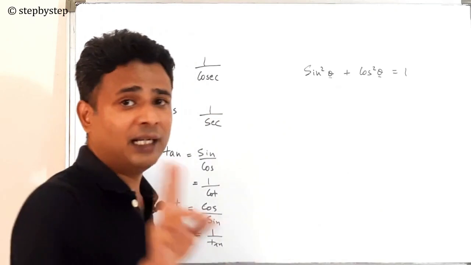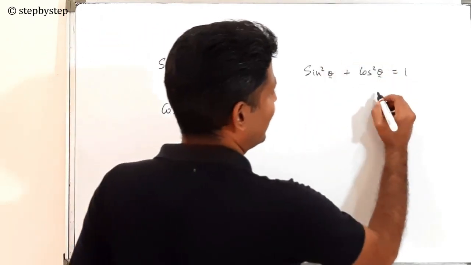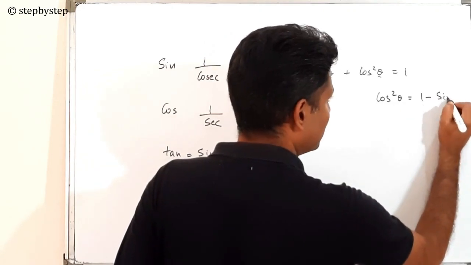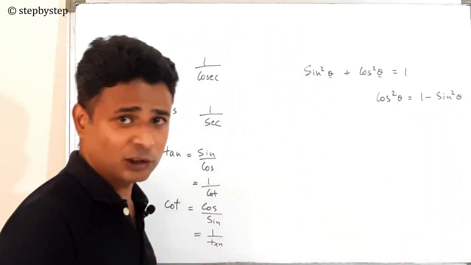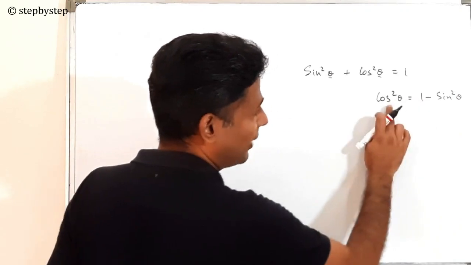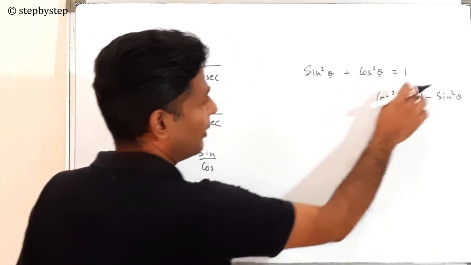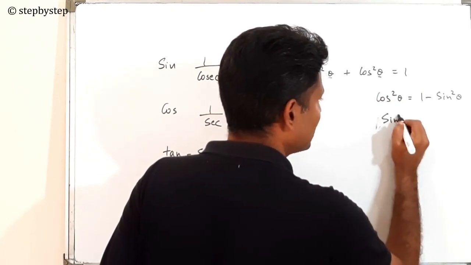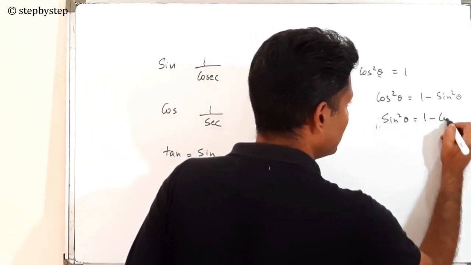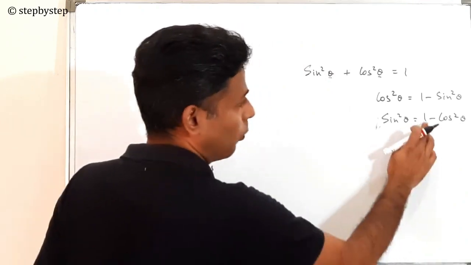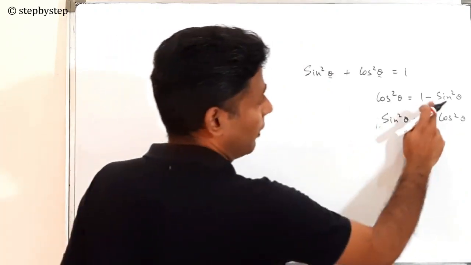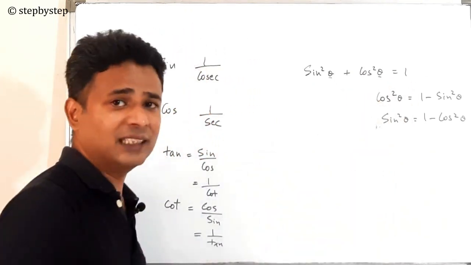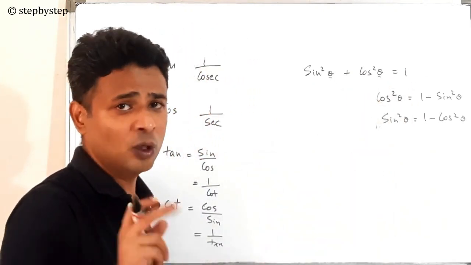From this, you can derive two more formulas. If I take sine square to that side, what happens? I get cos square theta equal to 1 minus sine square theta. So this is also very important to remember. 1 minus sine square is cos square. Similarly, if I had taken cos square to that side, I would get sine square theta equal to 1 minus cos square. So 1 minus cos square is sine square and 1 minus sine square is cos square. This you get from this identity, that is sine square plus cos square equal to 1.